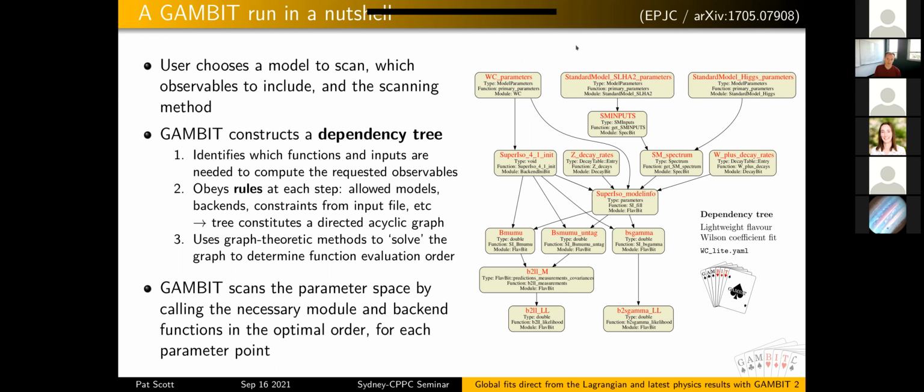So at this point, you've got this graph. It's what's known as a directed acyclic graph, which basically means that the information flows in a specific direction. So these arrows show the direction of information flow. And then the acyclic bit means that there are no closed loops. So that means that you can basically solve this graph and work out an ordering in which to run each of these functions such that all of the dependencies get satisfied. So GAMBIT does that, and then it basically starts pumping parameter values through this graph. So you can see from this that it can automatically adapt to whatever model or whatever combination of constraints that you want to apply to your model.